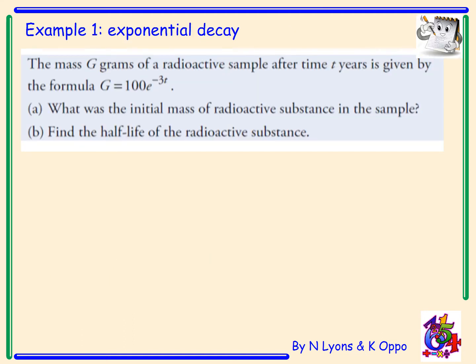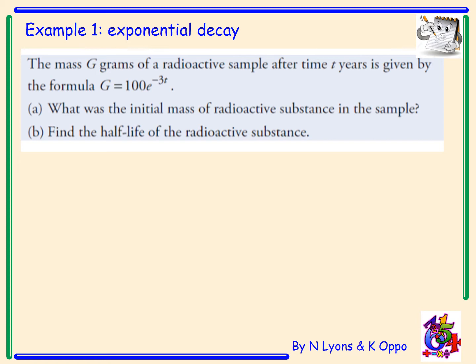Example 1. This is an example of exponential decay in a real-life situation. The mass g grams of a radioactive sample after time t years is given by the formula g equals 100 times e to the power minus 3t. Part A, what was the initial mass of radioactive substance in the sample?